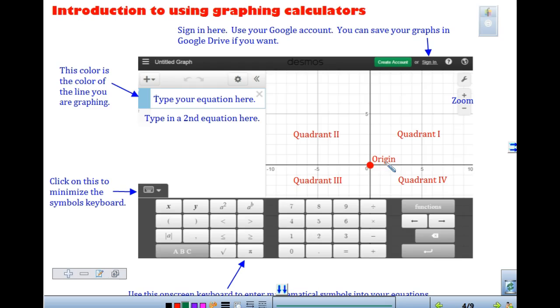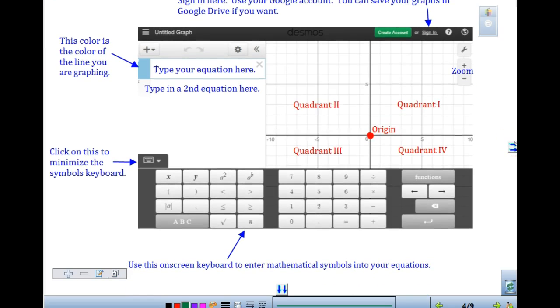You can click this to minimize your keyboard so that you don't see it. And as you are taking a look, this is the on-screen keyboard. What we are going to be using a lot is the Y and the X over here. We're not going to be using the less than or greater than. So we're going to be using our equal, and then we'll be typing in our numbers as you are looking at that.